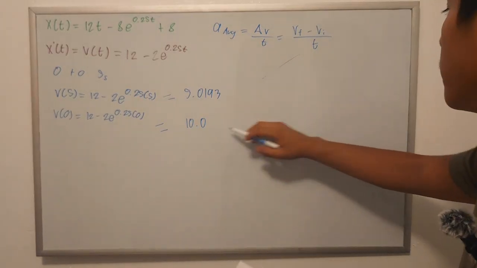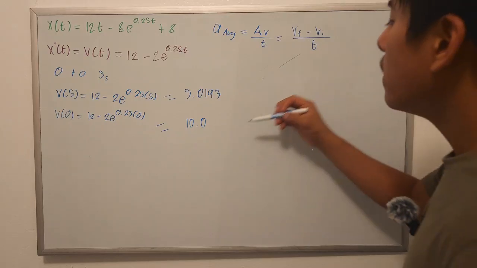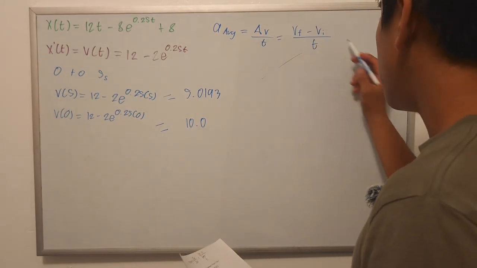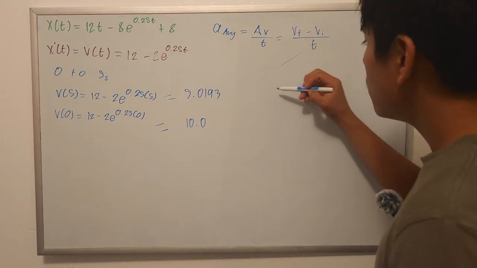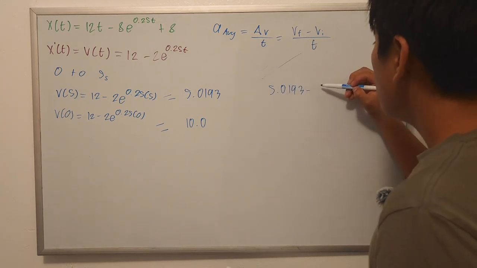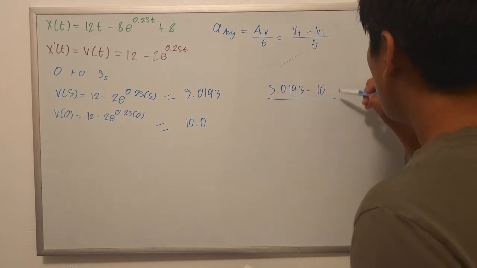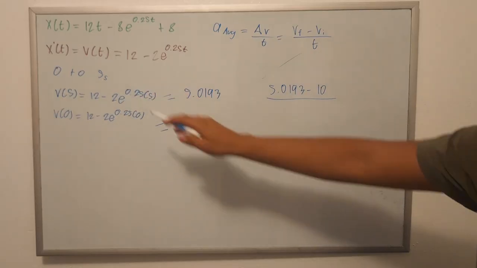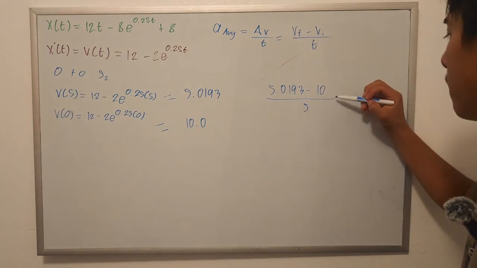And then now we're just plugging these values over here again. So it's going to be the final velocity minus the initial, so it's going to be 5.0193 minus 10 all over the time, which we're going from 0 to 5. So that's just going to be 5.